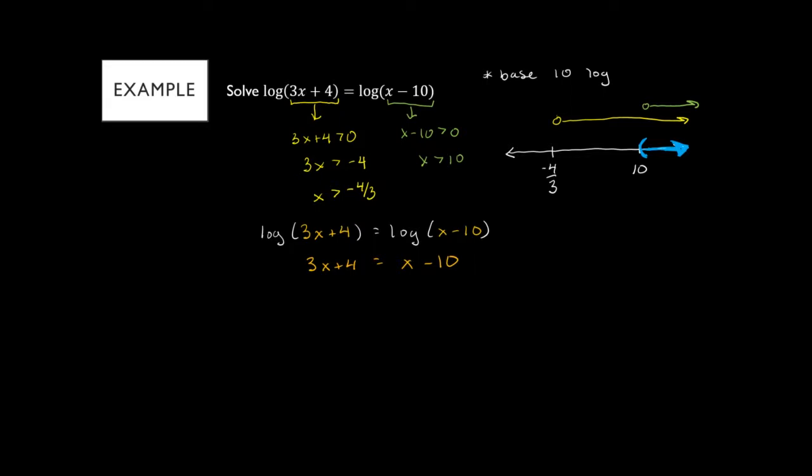So now all we need to do is solve for x. We've got a linear equation here, so we're just going to solve for x. I'm going to put my x on the left, so I'm going to subtract x from both sides. That gives me 2x plus 4 equals negative 10. Then I'm going to subtract 4 from both sides, and we get 2x equals negative 14.